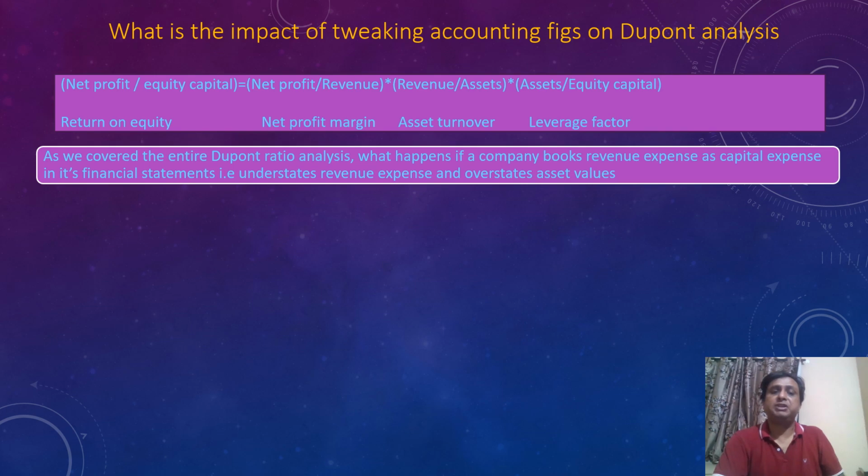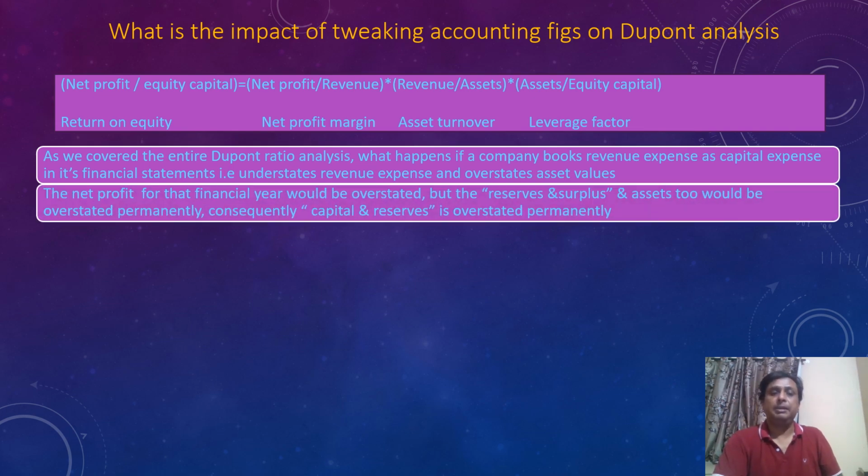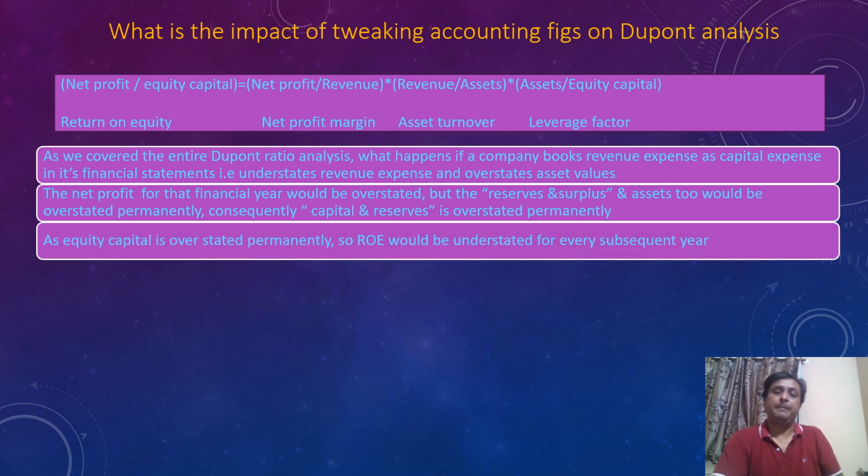As we covered the entire Dupont ratio analysis, what happens if a company books revenue expense as capital expense in its financial statements? That is, it understates revenue expense and overstates the asset values. The net profit for that financial year would be overstated, but the reserves and surplus and assets too would be overstated permanently. Consequently, capital and reserves is overstated permanently. As equity capital is overstated permanently, return on equity would be understated for every subsequent year.